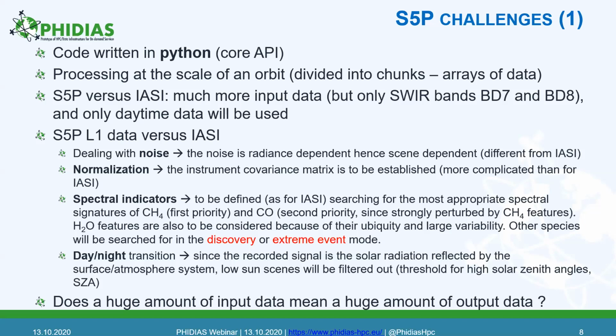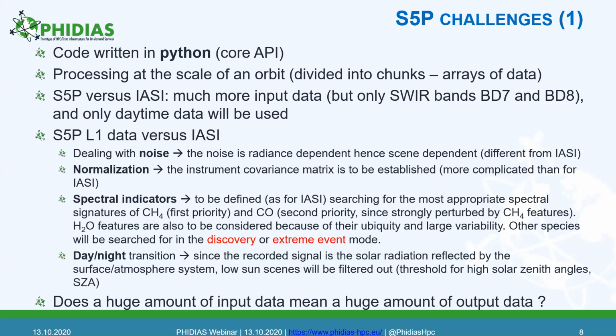It has to be defined, as for IASI, by searching for the most appropriate spectral signature, for example, of methane. It will be the first priority to focus on the CH4. Carbon monoxide is the second priority, since it's also spectroscopically strongly perturbed by methane features.